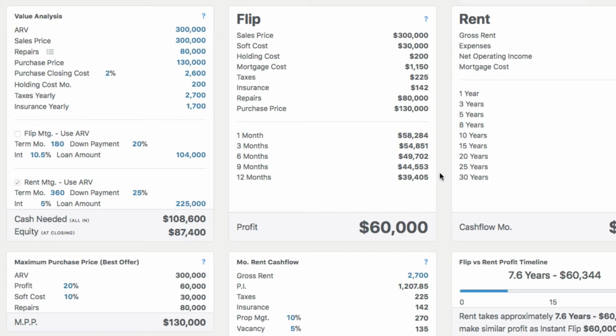But what if it takes us 6 months or 9 months to finish the rehab and then sell it? As you can see, the profit scaled down quite dramatically. 6 months, $49,000. 9 months, $44,000. So these are all items that we'll learn to calculate and to keep in mind when you purchase a property, whether it's worth it or not, and at what price it's worth the purchase.